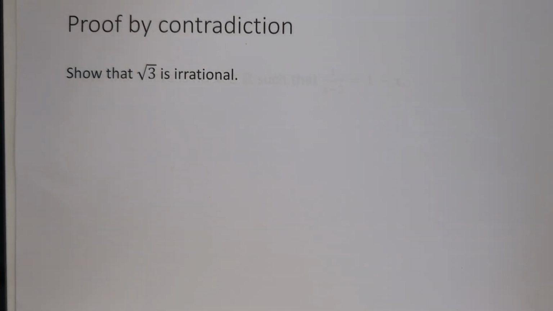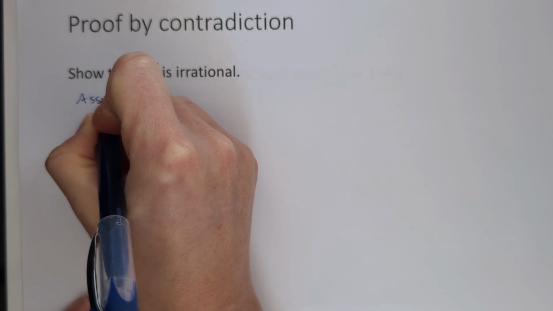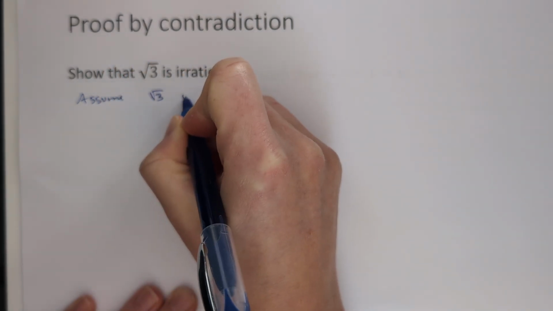We're going to show that the square root of 3 is irrational. And we're going to do it by assuming that it is rational. So let's pretend, we're going to assume that the square root of 3 is rational.